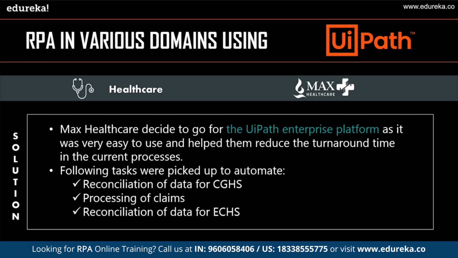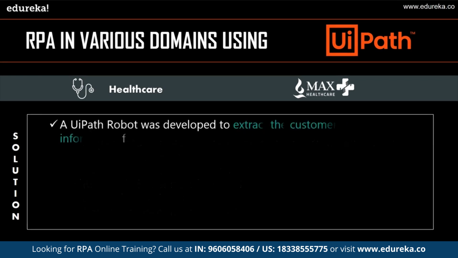Now, once the URLs are accessed, the designated robots will be able to read the patient transaction records and validate the status of the entries. On every successful validation of data, the concerned department would be notified through an email. So that's how, guys, Max Healthcare used UiPath.